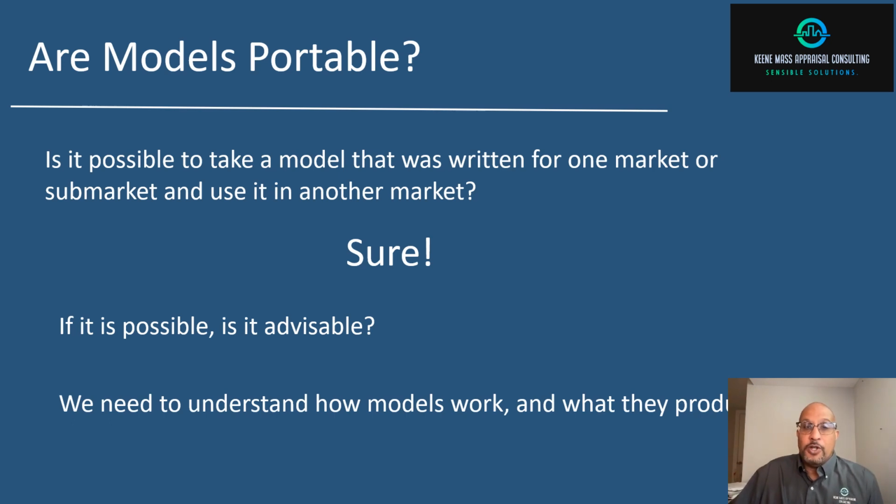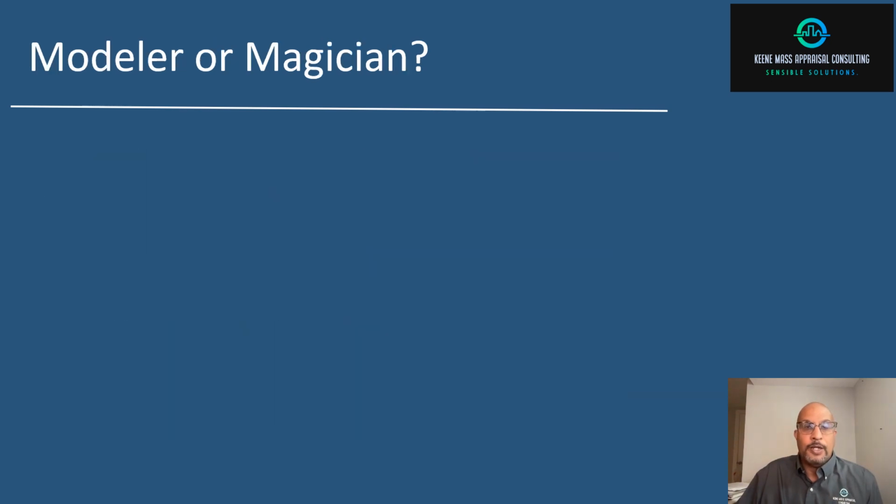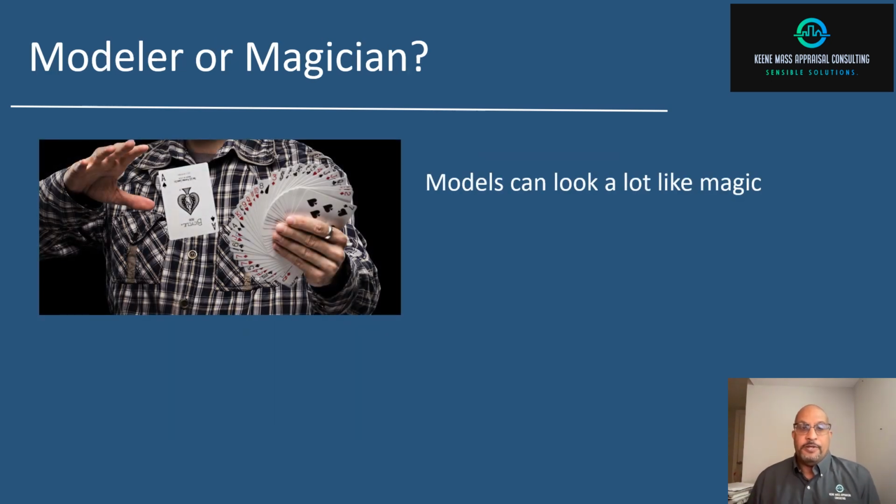To answer this, we need to understand how models work and what they produce. To the uninitiated, models can look a lot like magic. Data goes in, values come out. Anybody ever learn a card trick? If you follow the steps, you can make the trick work, but maybe you didn't really understand how or why the trick worked. That sound familiar?